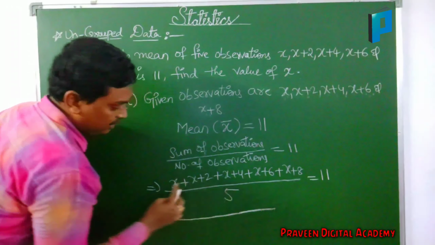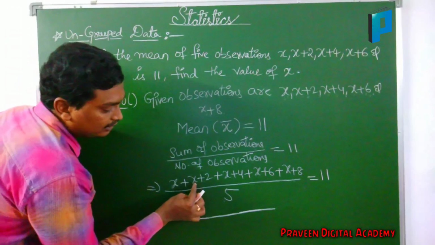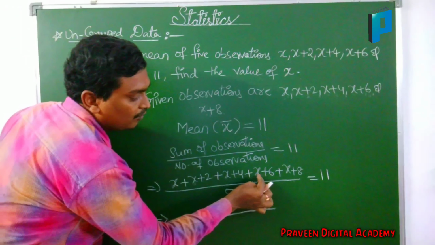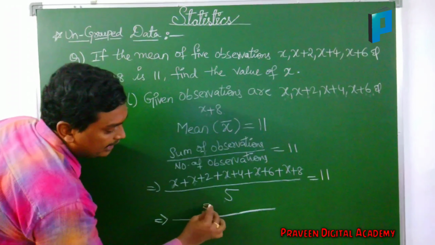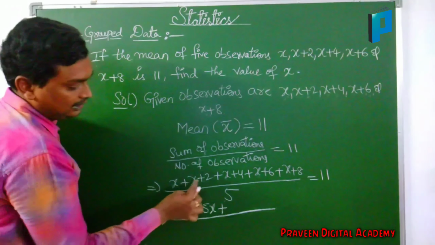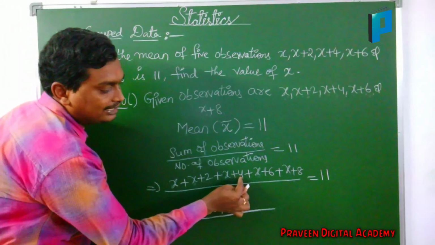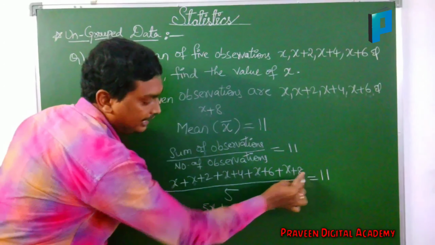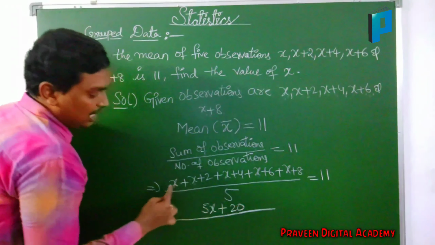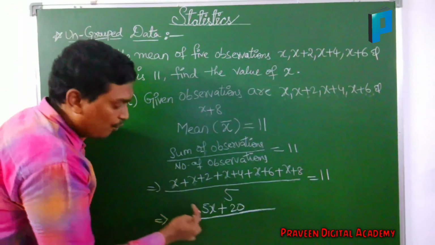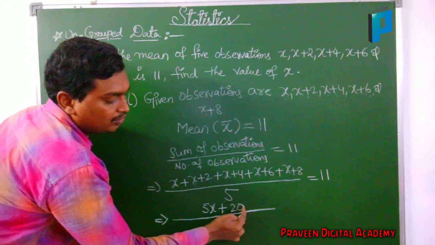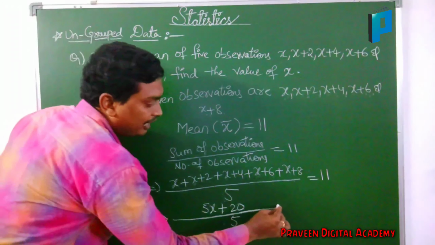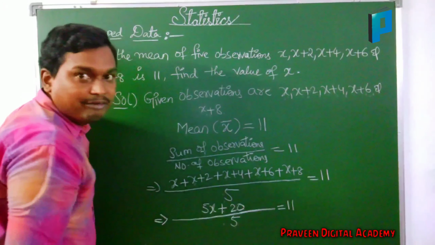Now we get x plus x is 2x, 2x plus x is 3x, 3x plus x is 4x, 4x plus x is 5x, plus 2 plus 4 is 6, 6 plus 6 is 12, 12 plus 8 is 20. After adding the numerator, we got 5x plus 20. What is the denominator we are having here? 5. That is equal to 11.